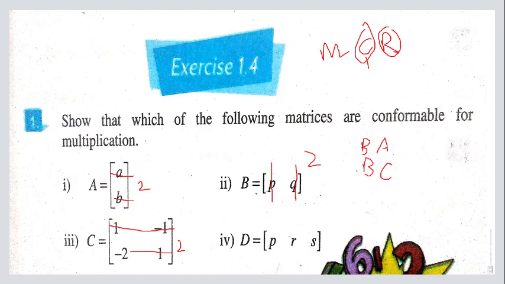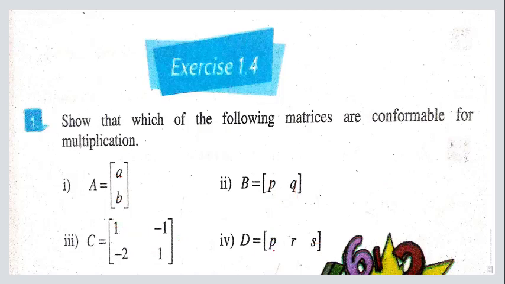Now similarly we will check this B matrix with the D matrix. In the B matrix there are 2 columns, but in the D matrix there is only one row. So the number of columns in the B matrix is not equal to the number of rows in the D matrix. Therefore B and D cannot be multiplied.